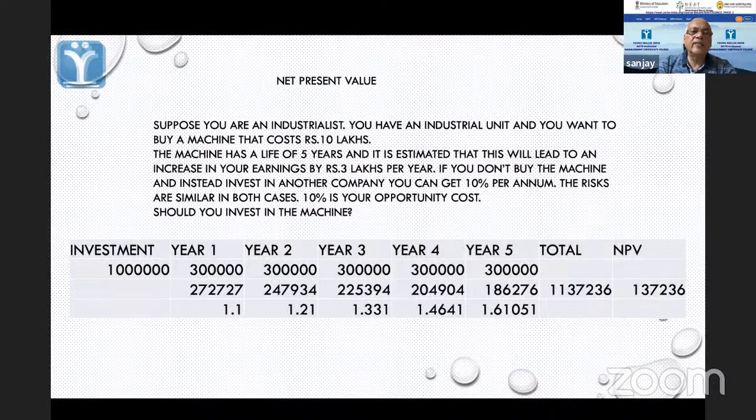Suppose I have 2,72,727 today, right now in hand. I put it in a bank and the bank gives me 10% interest. Then after 1 year, I'll end up with 3 lakhs.